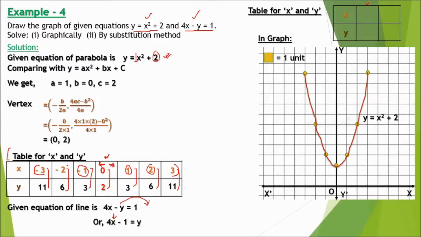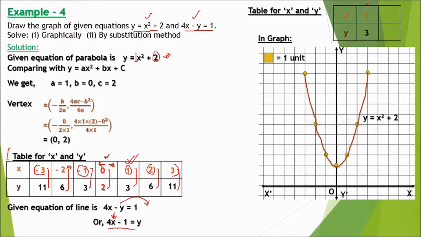Let's check for -2. If we put the value of x as -2, we are not going to get 6 here. Now -1 also, we are not going to get 3, 0 also, 2, 1. If we substitute the value of x as 1 here, then we are going to get 3. So our first point will be 1 comma 3. Okay, understand?